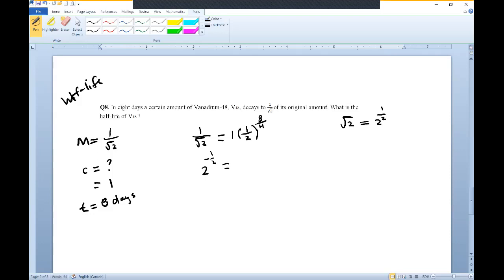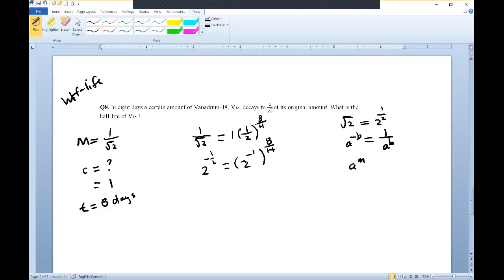So that's the left-hand side. How about the right-hand side? Well, the 1 we just ignore because 1 times anything is itself. And 1/2, we can rewrite as 2 to the negative 1. Some of you already know this because of the exponent rule: a to the negative b is 1 over a to the b.